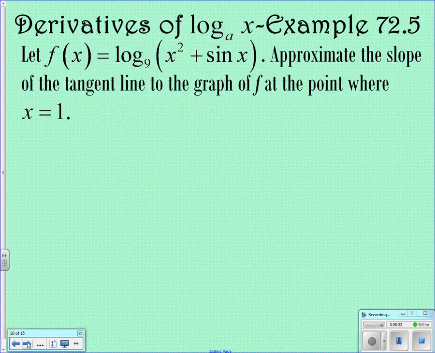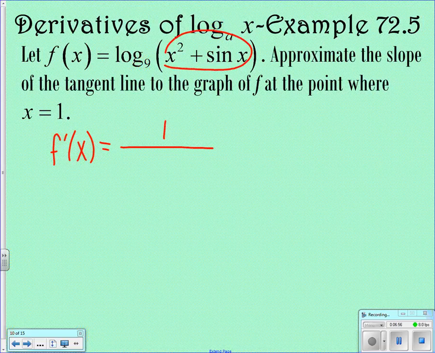It gives us a function, and it wants us to approximate the slope of the tangent line at the point x equals 1. So the first thing that we have to do for a tangent line slope is to find the derivative. So we've got to find the derivative of our function. So we're going to do 1 over, well, our x in this whole thing is all of this. So we're going to have x squared plus sine x, all of that, and then ln of our base, which is 9.